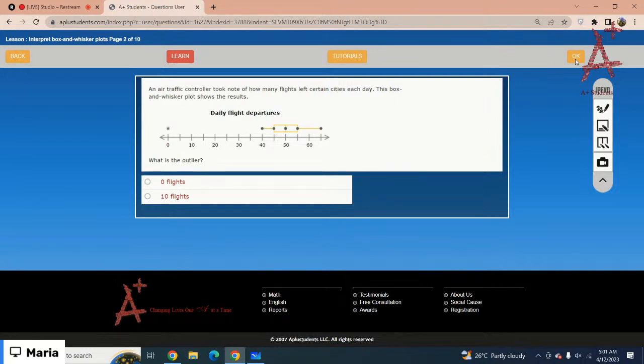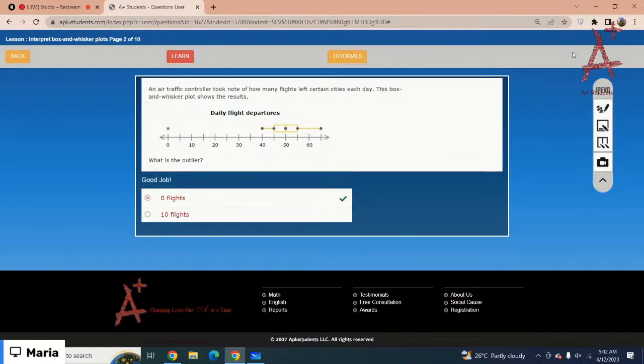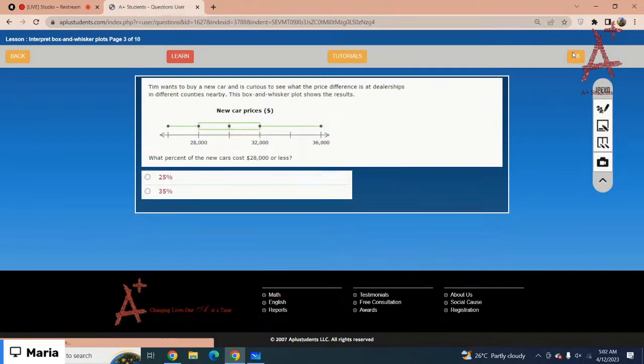An air traffic controller took note of how many flights left certain cities each day. This box and whisker plot shows the result. What is the outlier? So, which is the correct option? Outlier is the 0 flights. Got it? Outlier means the one that doesn't lie in the graph. That would be 0.